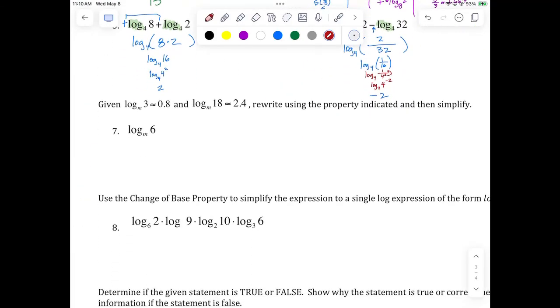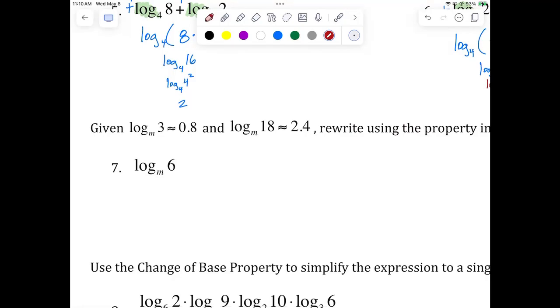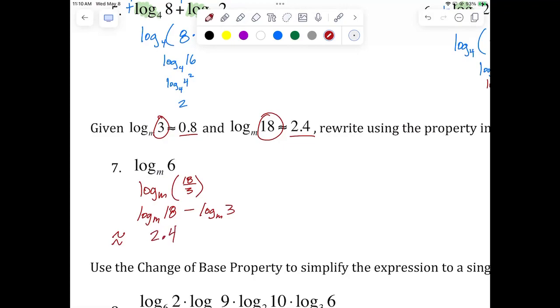All right, the next practice. Given that log base m of 3 is 0.8 and log base m of 18 is 2.4, what's log base m of 6? Well, I have to be able to write 6 in terms of 3 and 18. So how do I write 6 in terms of 3 and 18? 18 divided by 3. So I'm going to write 6 as 18 over 3. Now I can use the quotient property, and expand it out. That's log base m of 18 minus log base m of 3. And now I can substitute in. Log base m of 18 is about 2.4. Log base m of 3 is about 0.8. And when I subtract, I get 1.6.